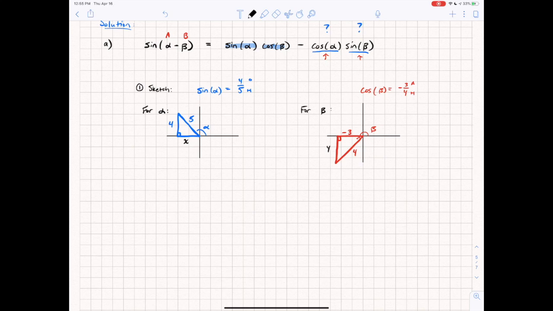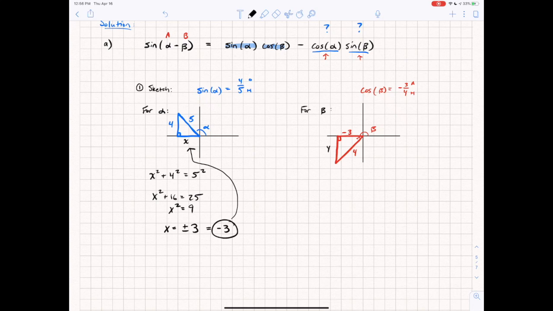Well, they're triangles, so we can use Pythagorean. I know that x squared plus 4 squared is equal to 5 squared. So x squared plus 16 is equal to 25. X squared is equal to 9. So I get x is equal to plus or minus 3. Now I know that I need to choose -3. The reason: look at what quadrant I'm in. Because I'm in the second quadrant, x has to be negative.